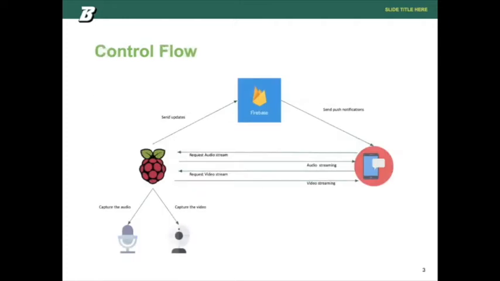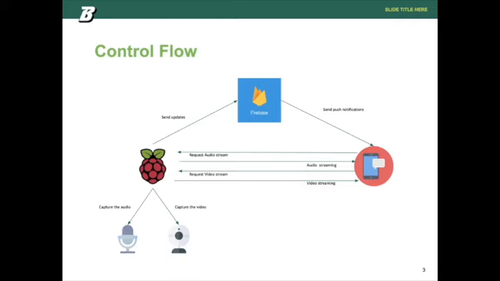So this is the control flow of our project. We are using a Raspberry Pi for the server side service, and with that we have sensors such as a microphone and camera, which is integrated, and then we have a Firebase console, and then towards the client end we have a mobile application.